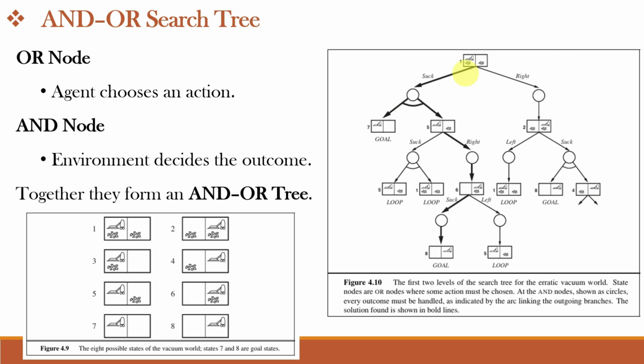For example, if it is in state 1, it can either move right or suck. So after performing suck for state 1, the possible outcomes are reaching goal state or reaching state 5. So obviously after suck state, we will reach state 5 where room A is clean and B is still dirty. Again, either it will perform suck or move right. After moving right, it will reach state 6 where it will either perform suck or move left. And after performing suck in room B, it will reach state 8, which is our goal state. So the solution path will be like this.